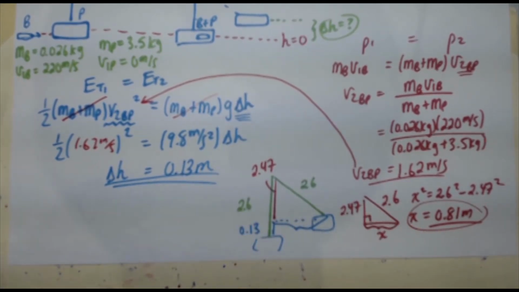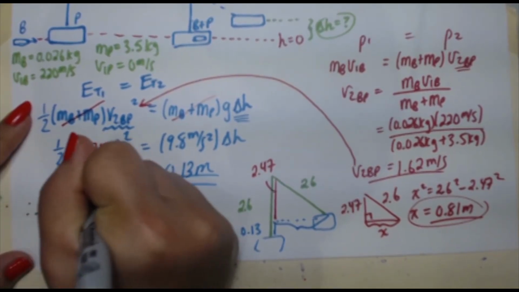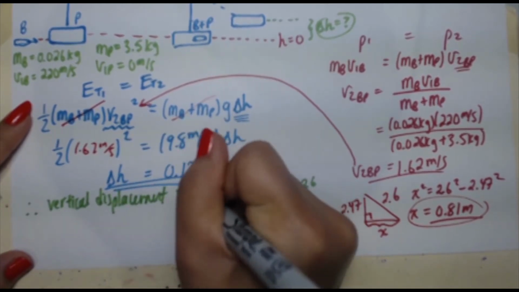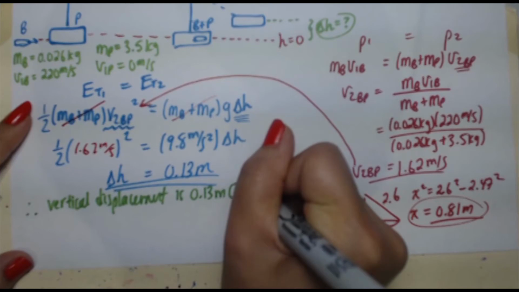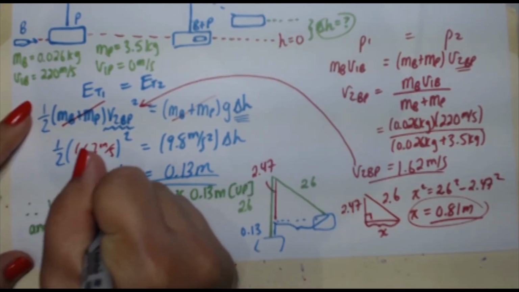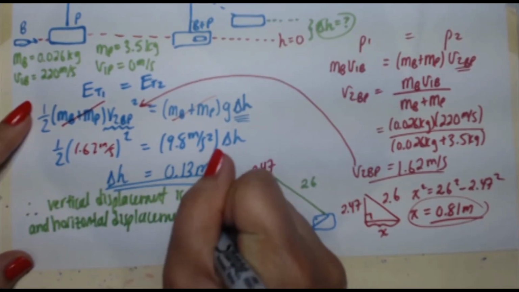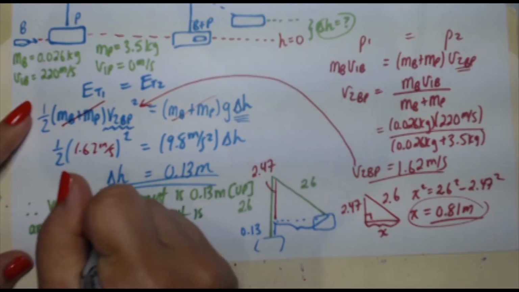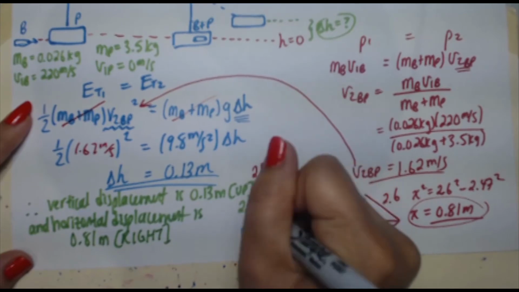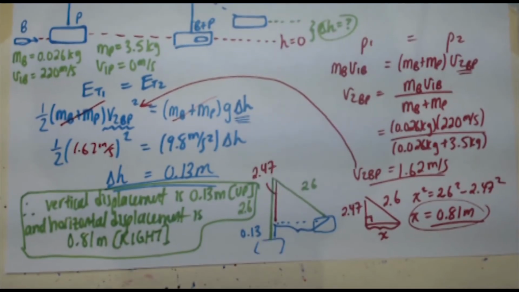So summarizing that in the final statement, therefore, the vertical displacement is 0.13 meters up, and the horizontal displacement is 0.81 meters to the right. Remember, displacement is a vector quantity, so you must include a direction alongside your magnitude.